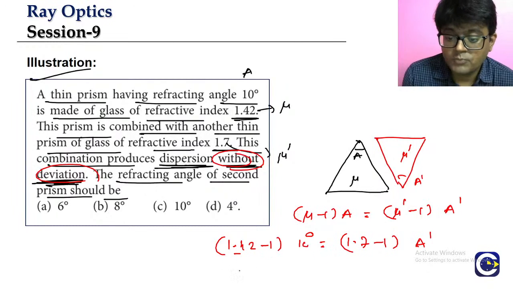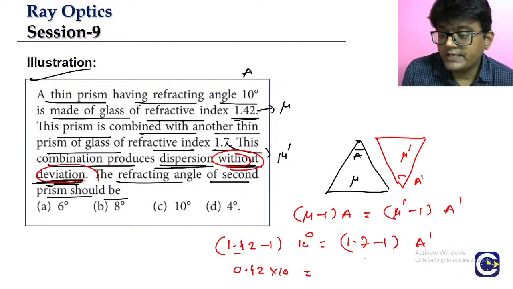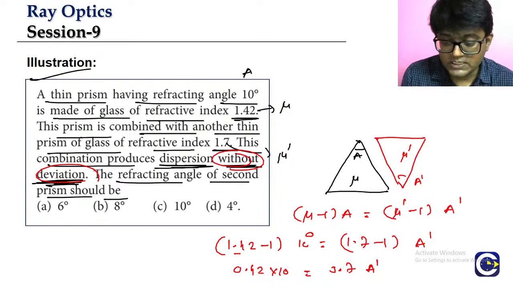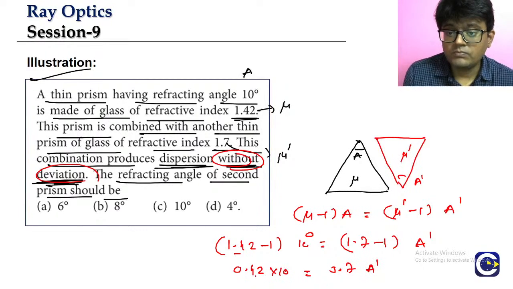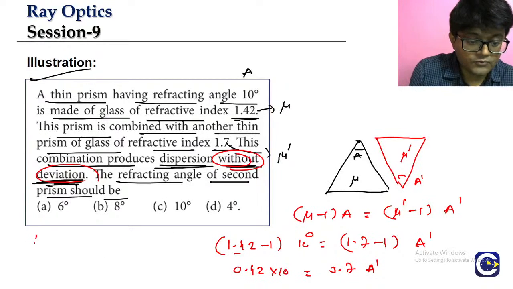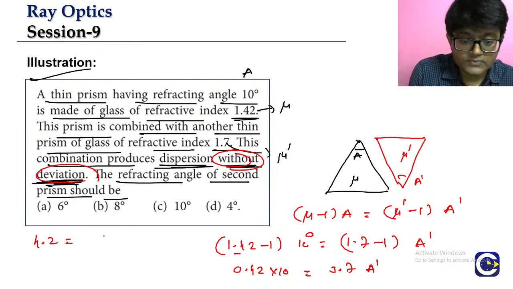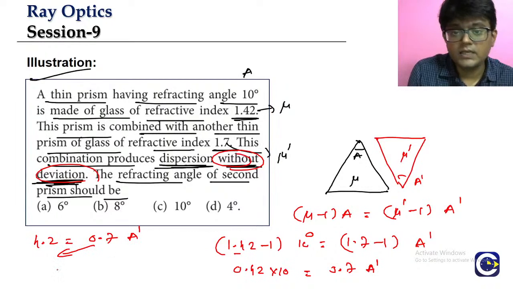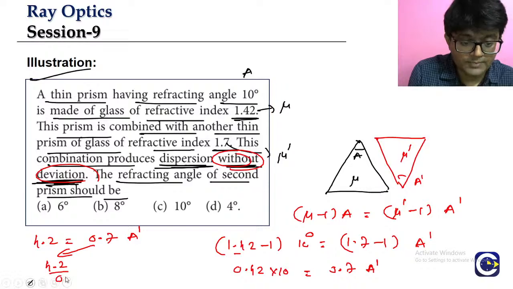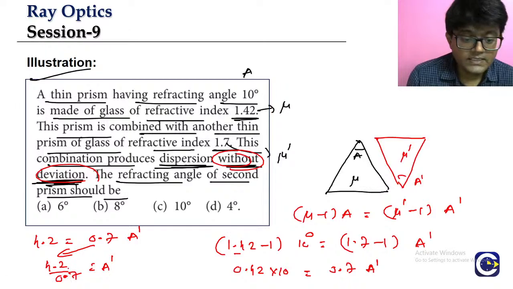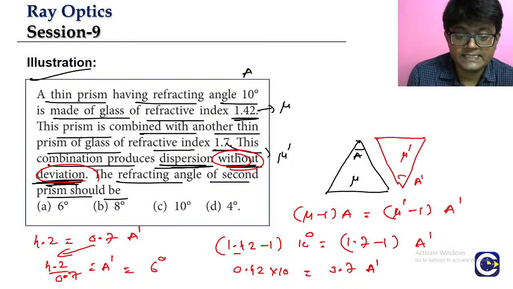1.42 minus 1 means 0.42. 0.42 into 10 is equal to 1.7 minus 1, which is 0.7, into A dash. 0.42 into 10 means 4.2. So 4.2 is equal to 0.7 into A dash. We bring it to the left side: 4.2 by 0.7 is A dash. 4.2 by 0.7 is like 42 by 7, right? What is 42 by 7? 6.